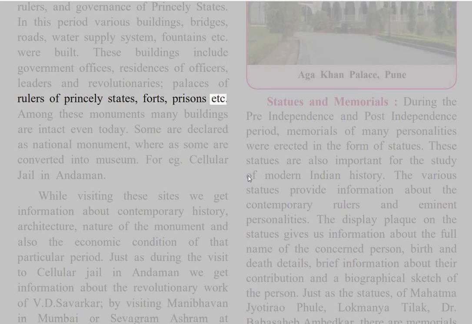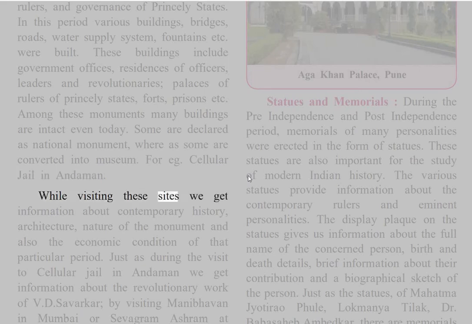prisons, etc. Among these monuments many buildings are intact even today. Some are declared as national monuments, whereas some are converted into museums. For example, the Cellular Jail in Andaman.